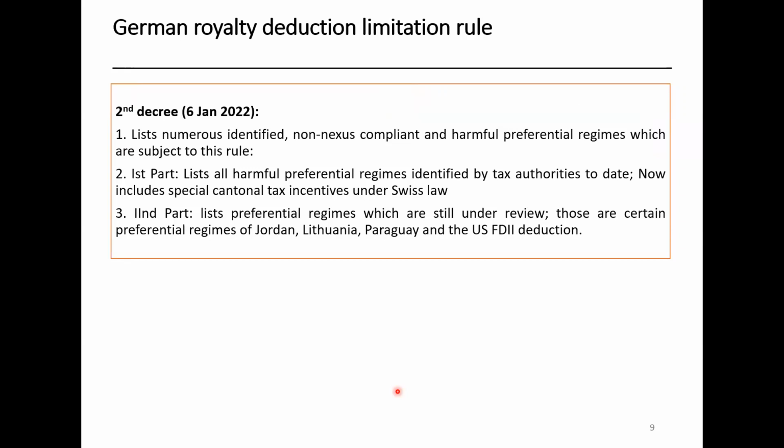The updated list includes payments or the tax incentive provided under Swiss law, a certain tax incentive provided under Swiss law. The FDII regime in US is also under review. There is no view that the German authorities have formed on the benefit that is available in US.